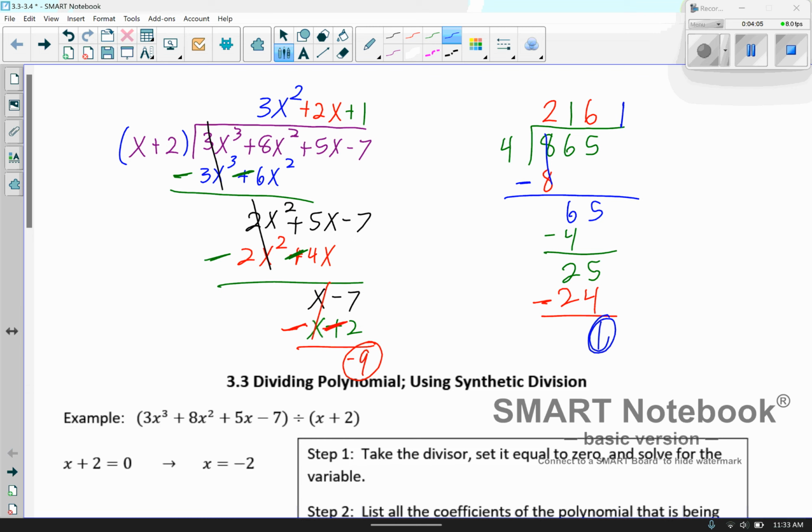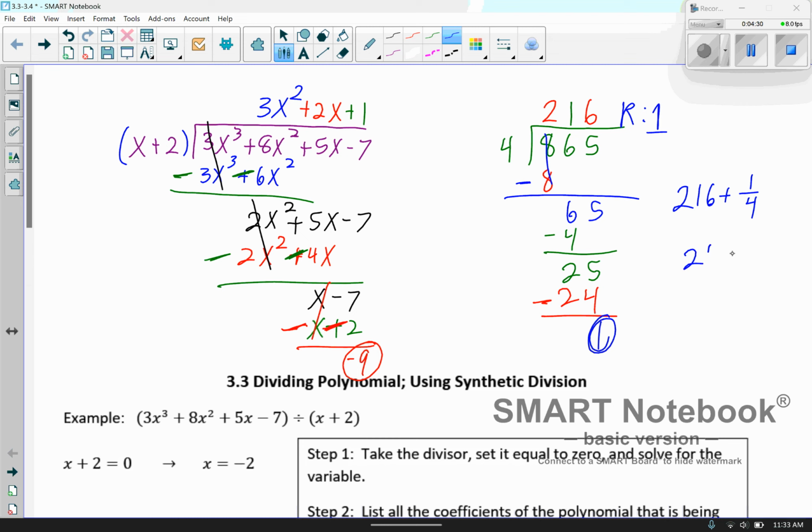Well, so I have a remainder of 1. You could write it like that. That's fine. But this would also be equivalent to 216 plus 1/4, right? Because I had a remainder of 1 over my original divisor right there, 4, which is basically 216.25.